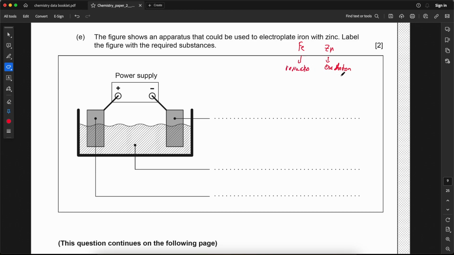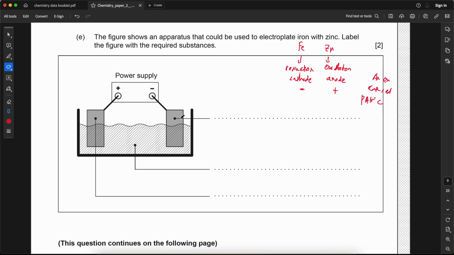So if it's oxidation, that would be anode, and reduction, that would be cathode. Anode will be positive and then cathode will be negative. Remember, PANIC: positive anode, negative cathode, and AN OX, RED CAT. So anode is always oxidation, cathode always reduction.